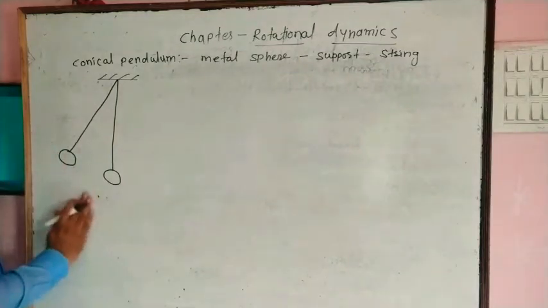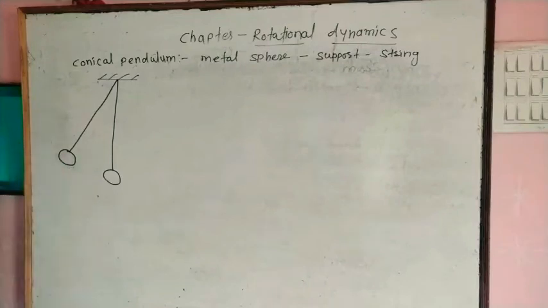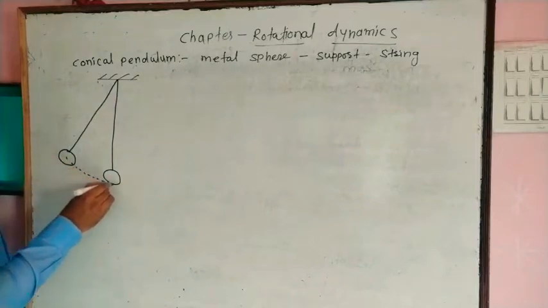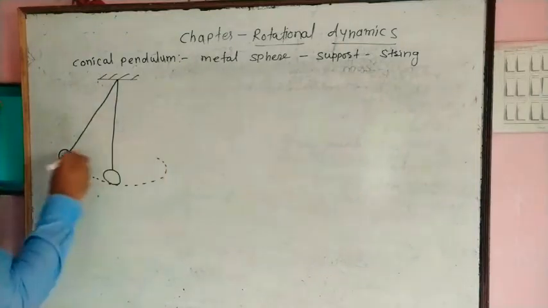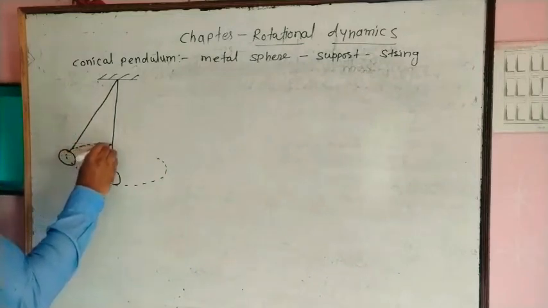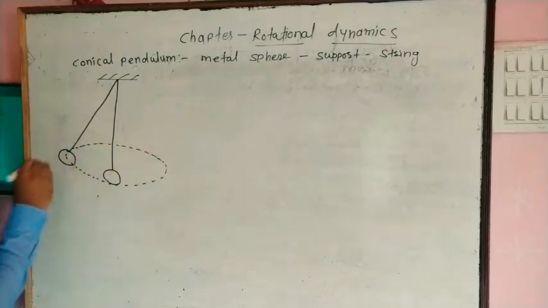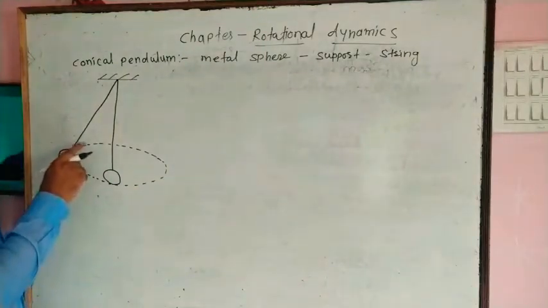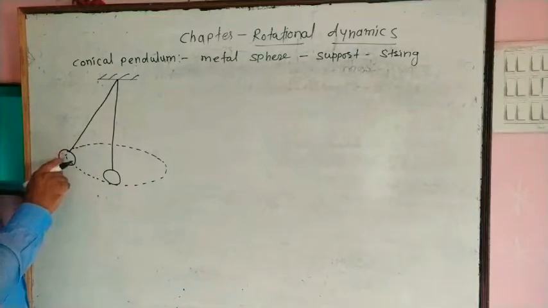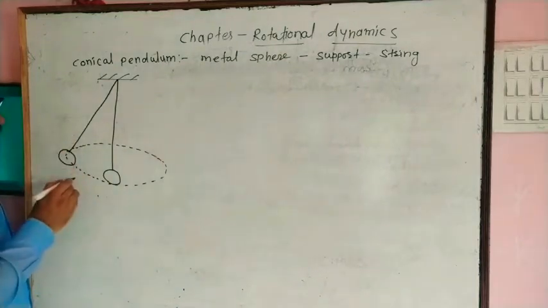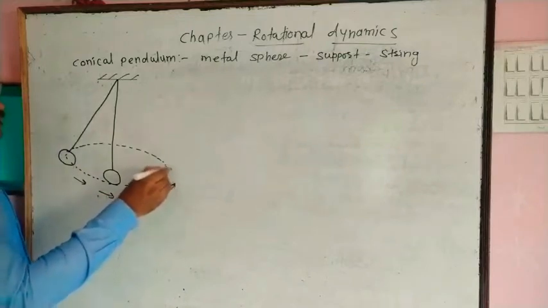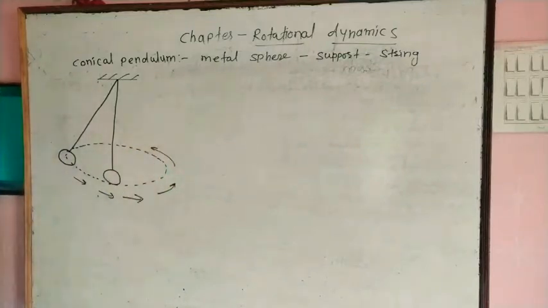And now, let us consider forces applied to the bob in such a way that this bob performs circular motion in a horizontal plane. We apply force on the bob of the pendulum in such a way that it performs circular motion. It moves along the circumference of a circle in a horizontal plane.